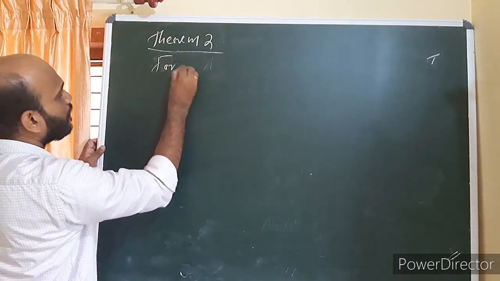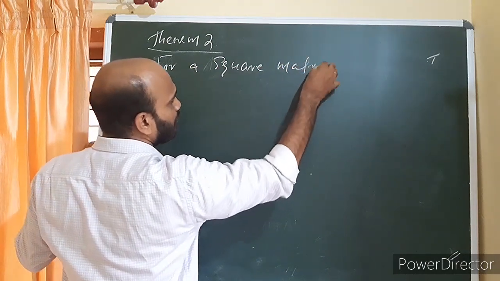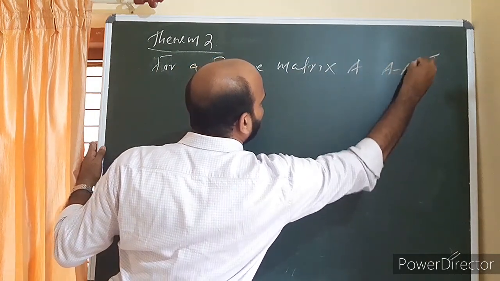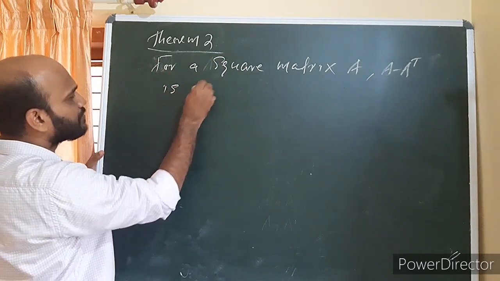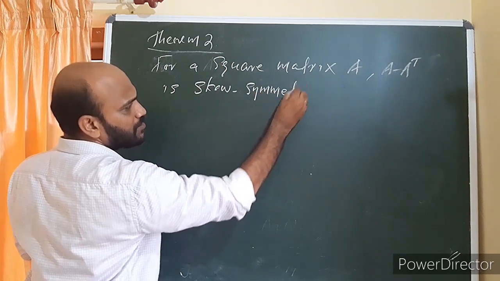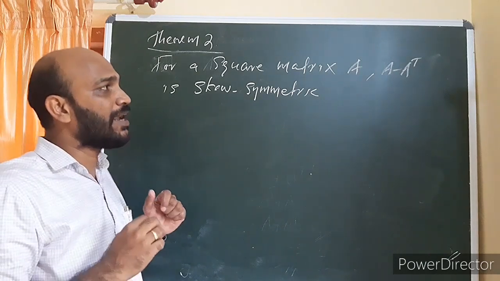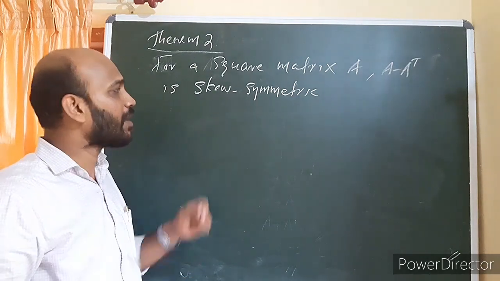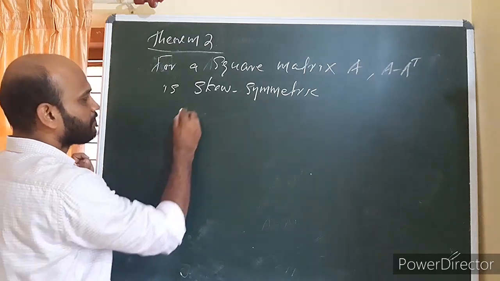For a square matrix A, A minus A transpose is skew symmetric. This is second theorem. For a square matrix A minus A transpose will be always skew symmetric. A plus A transpose symmetric and A minus A transpose skew symmetric. This one we can prove like this.